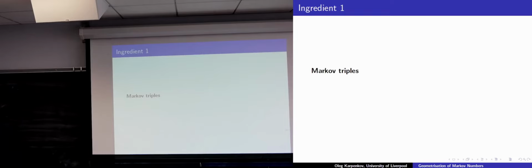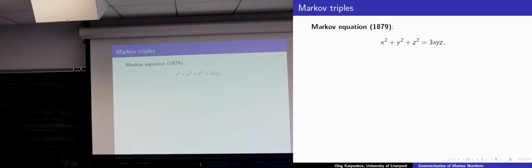So Markov triples, what is that? In 1879, by some chance, Markov decided to study the following equation: x squared plus y squared plus z squared equals 3xyz. I'm not sure if it's possible to make some meaning of that expression. For me, on the left-hand side you have the square of the Euclidean norm, and on the right-hand side we have a kind of hyperbolic feature. However, I wouldn't put big sense into that, because the degrees of the two sides are different. So it doesn't look very intuitive, geometrically, to me.